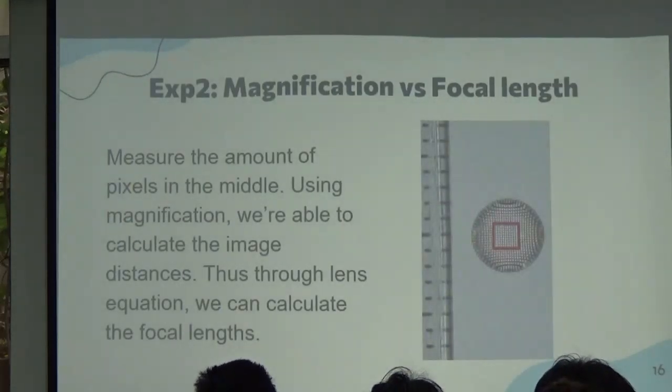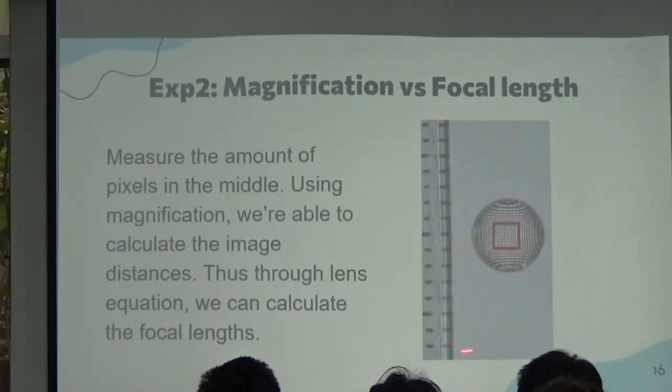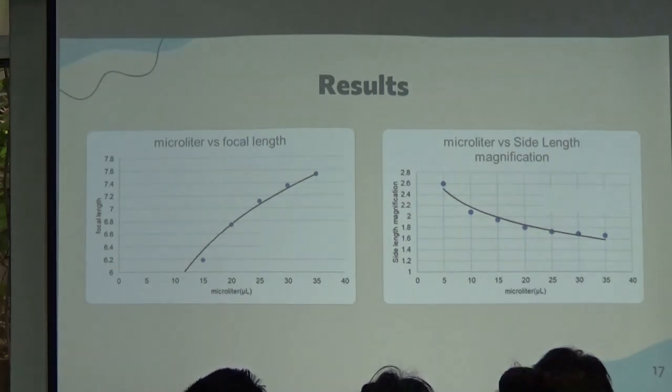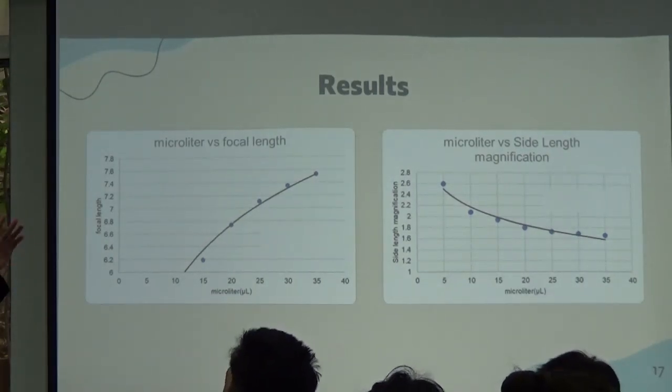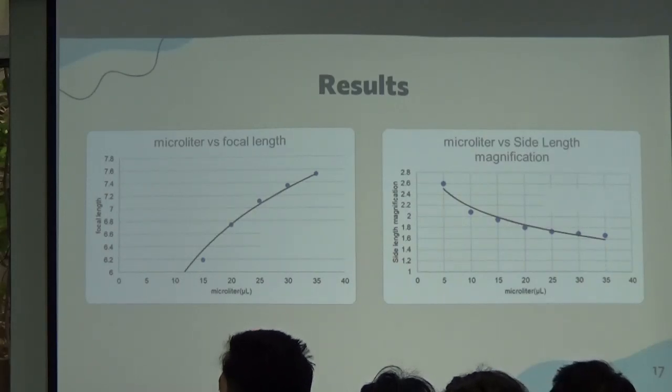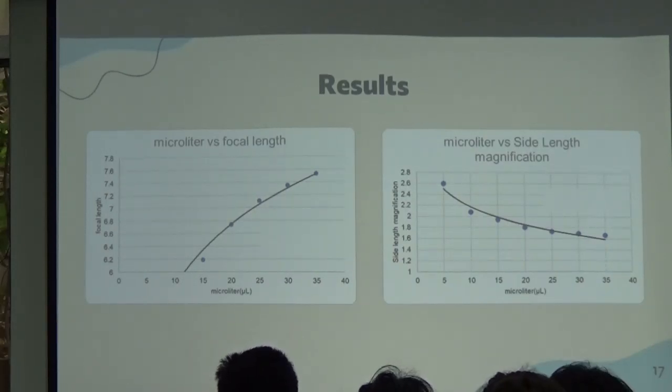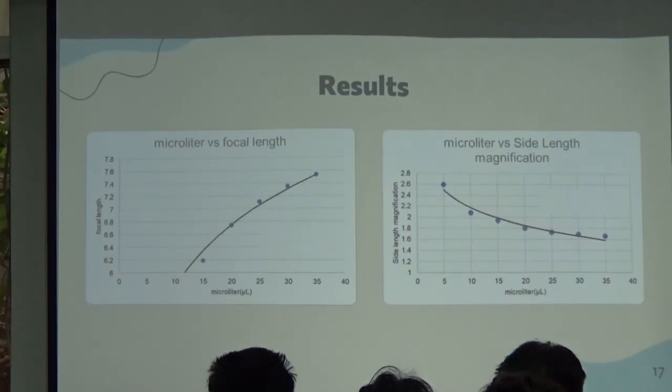And in the second experiment, we focus on the magnification and focal length calculating. We measure the amount of pixels in the middle of the droplets, and using the magnification formula and the focal length calculating methods we talked about earlier in the theory, we can calculate them. This is the trend of the focal length and the magnification for our experiment results. As we can see, as microliters increase, the focal length also increases. And for the magnification, you can see that at lower volumes it has higher magnification, and as volume increases, the magnification drops down and eventually comes to a convergence.